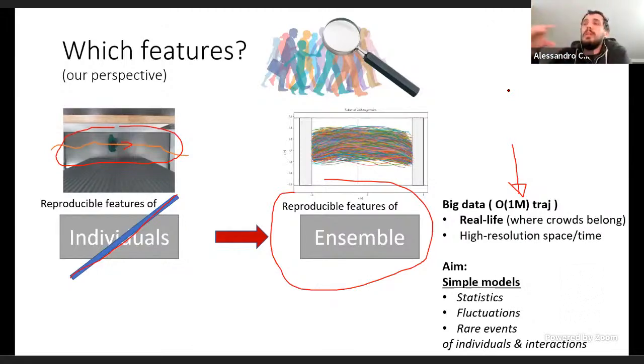And this can only be done once one is able to single out, for instance, what the typical behavior of the system is. So what is the average behavior? What are the typical fluctuations around the average behavior? What are the rare events? And so on and so forth. And this can only be done by having a very large data set, say millions of trajectories, and unavoidably such data sets need to be acquired in real life conditions. And of course, as it happens for all physical systems, we would like measurements to have very high accuracy, very high resolution in space and time.